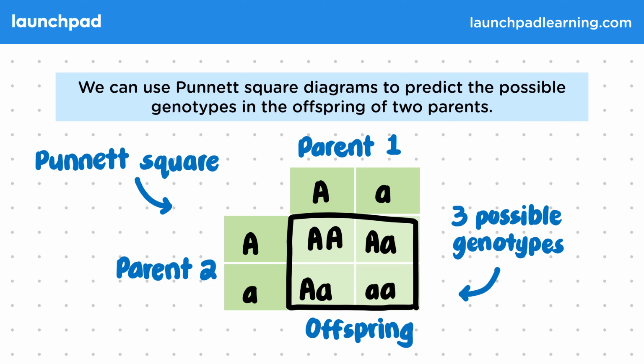This doesn't mean that the couple's first baby will be homozygous dominant, their second two will be heterozygous, and their fourth will be homozygous recessive. The Punnett square shows that each child of these two parents will have one of these three genotypes.